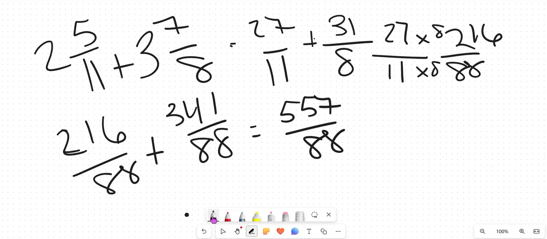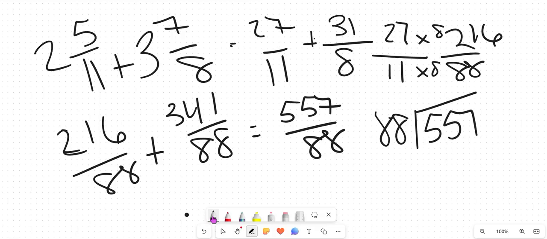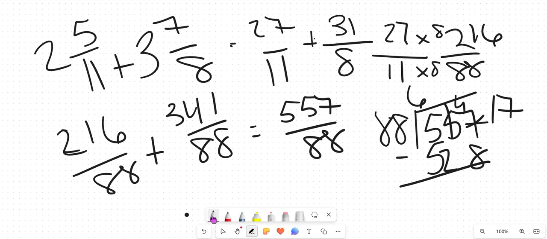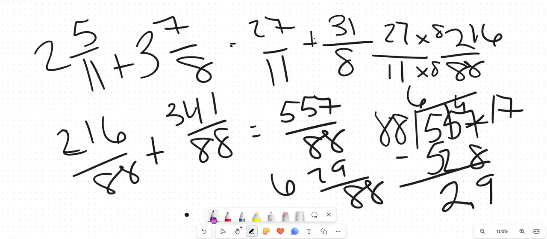We're going to add 341 plus 216 is 557 over 88. And this is in the simplest form because there's no common factors other than 1. But again, we also could turn it into a mixed number by dividing 88 into 557. 88 goes into 557 6 times, which is 528. And then we subtract. 17 minus 8 is 9. 4 minus 2 is 2. So then we have 6 and 29 over 88.